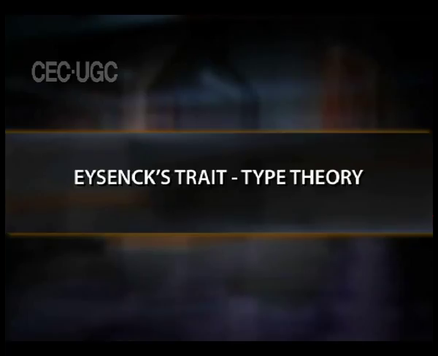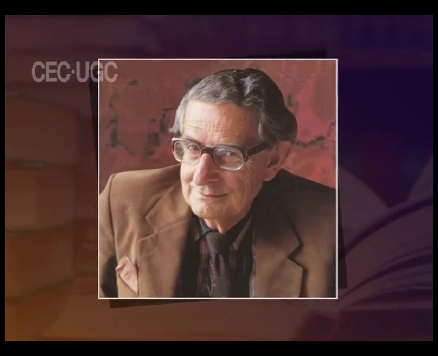Our next focus is Eysenck's trait type theory. Hans Jürgen Eysenck, or shortly H.J. Eysenck, his lifespan was between 1916 and 1997. He was a British psychologist. He was known for his theory of human personality.